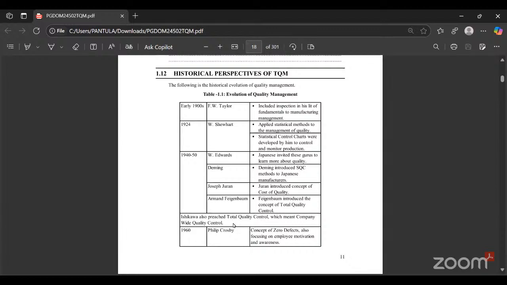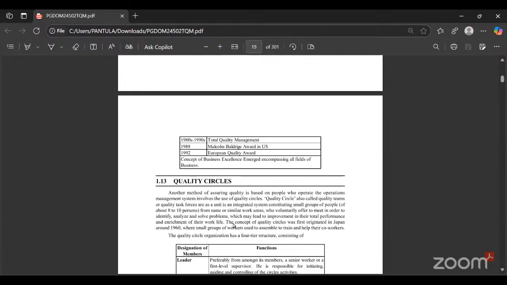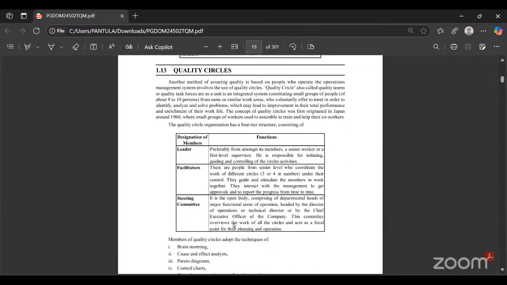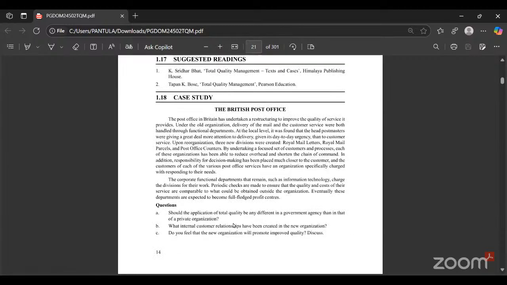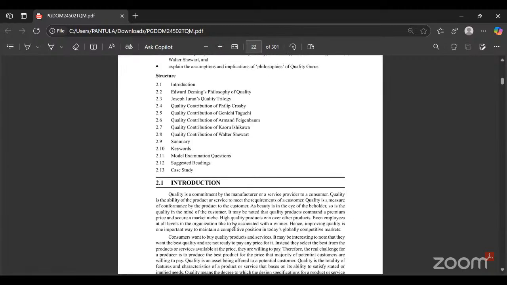And the historical perspective for TQM we discussed, and quality circles also we discussed. And we end up with Unit 1 and we enter into Unit 2 as well.